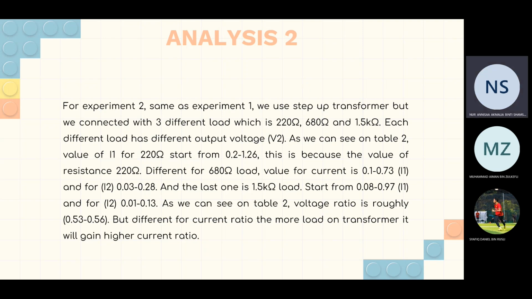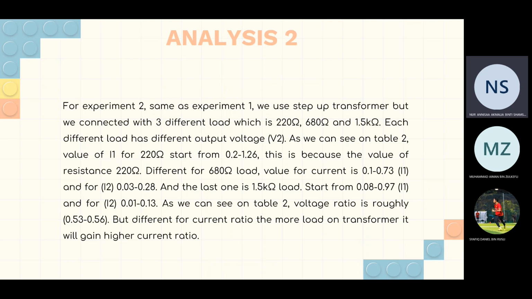For experiment 2, same as experiment 1, but we use a step up transformer, and we connect 3 different loads, which are 220 ohm, 680 ohm, and 1.5 kilo ohm. Each different load has a different output voltage. As we can see on table 2, the value of I1 for 220 ohm starts from 0.2 to 1.26. This is because of the resistance of 220 ohm.